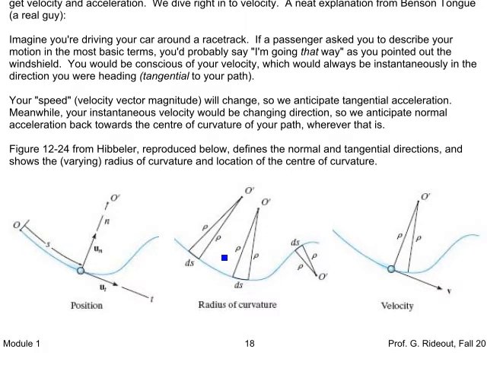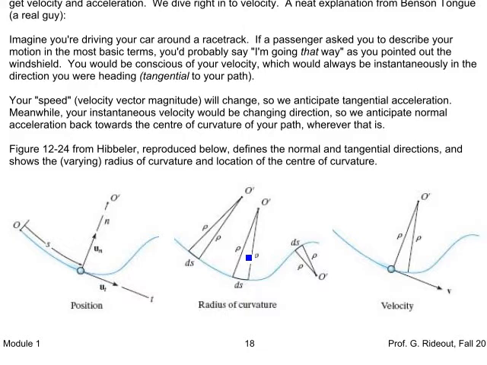A good way to explain it is if you were driving around a racetrack and someone asked you to describe your motion, you'd point out the window and say, I'm going that way. You'd be conscious of your velocity, and that's always instantaneously tangential to your path. You may not be conscious of how far you are from your house and what angle the position vector from your house to your car is. That r and theta with respect to your house is probably not going to be very interesting.